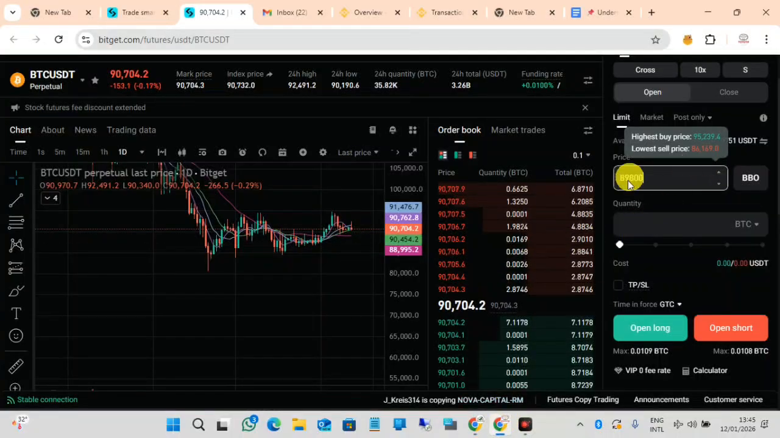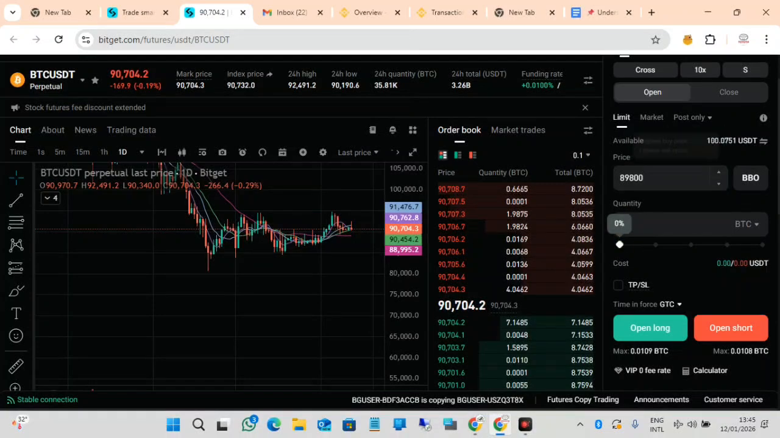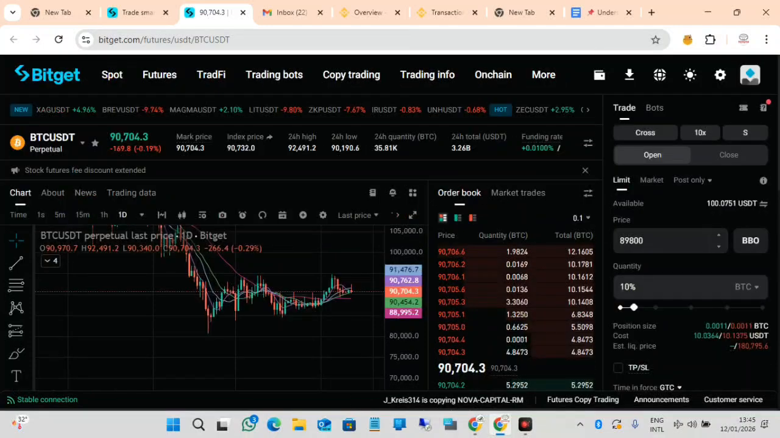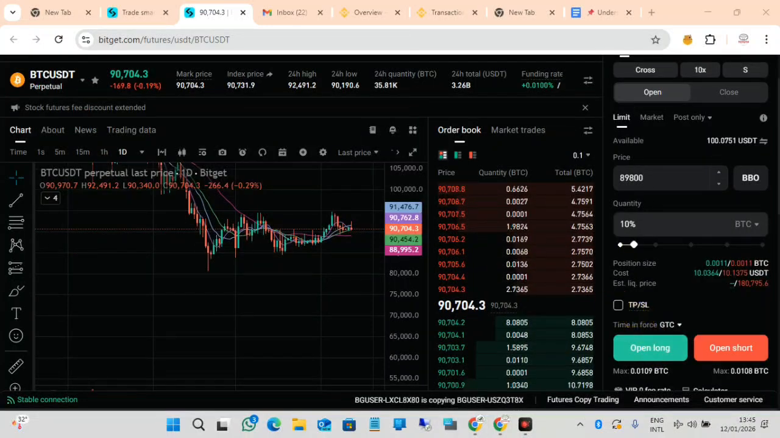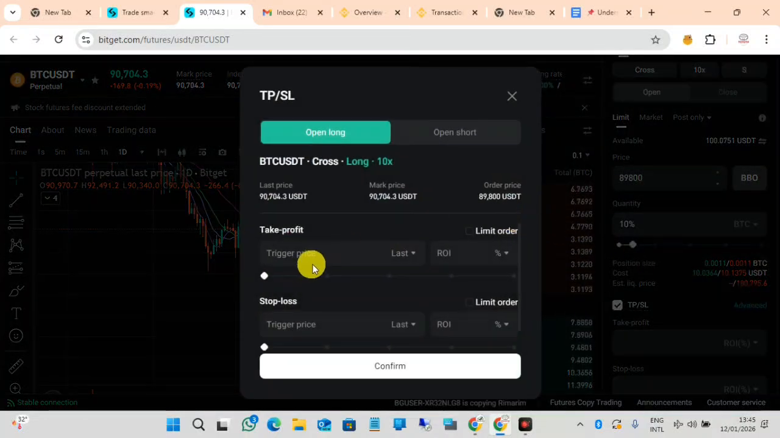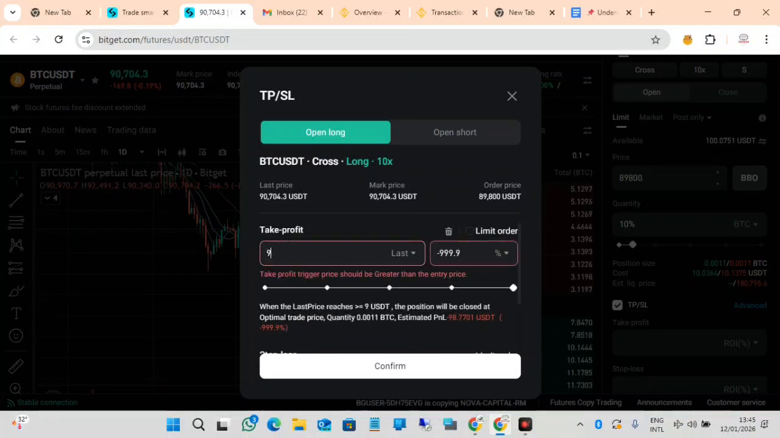So I want to enter at 89,800. I want to use 10% of my total balance. I'm okay with 10%. 10% of my capital is just $10. Now I'll come and put in my stop loss and everything. Stop loss, advanced. So now my take profit is around 91,500.